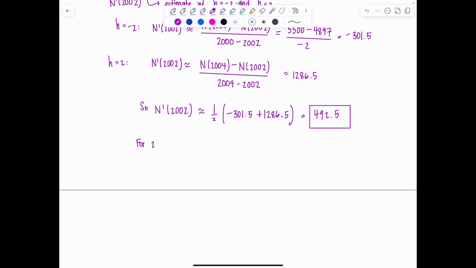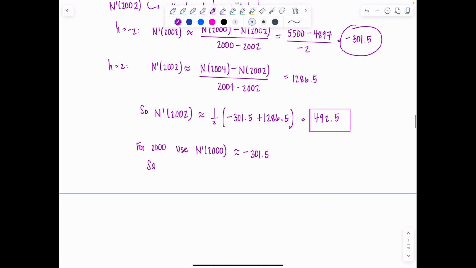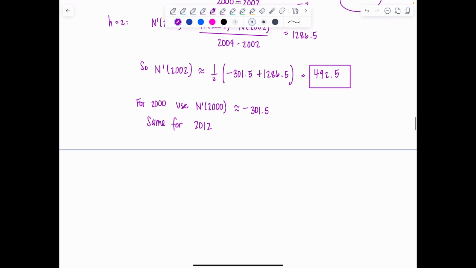So for 2000, you're just going to use that N prime of 2000 is approximately negative 301.5, the only average rate of change that we have from earlier. Obviously you'd have to do that also for 2012 because there's nothing on the other side. Same for 2012. But if you want to sit there and work through a few of them, make sure you know how to do it.